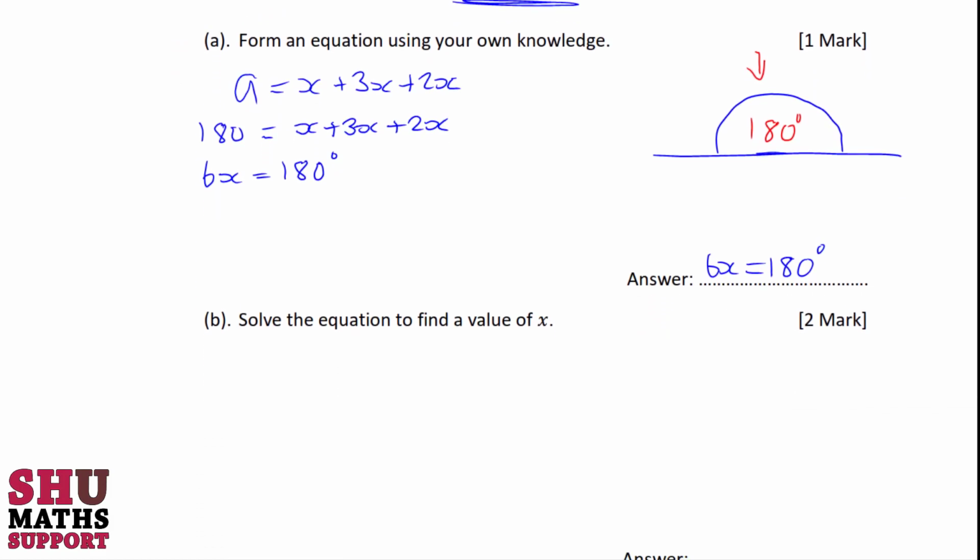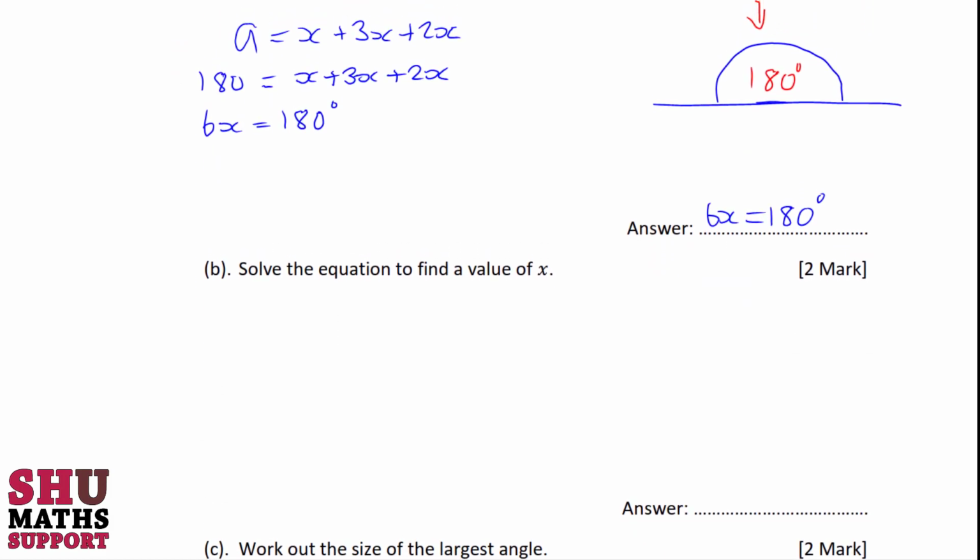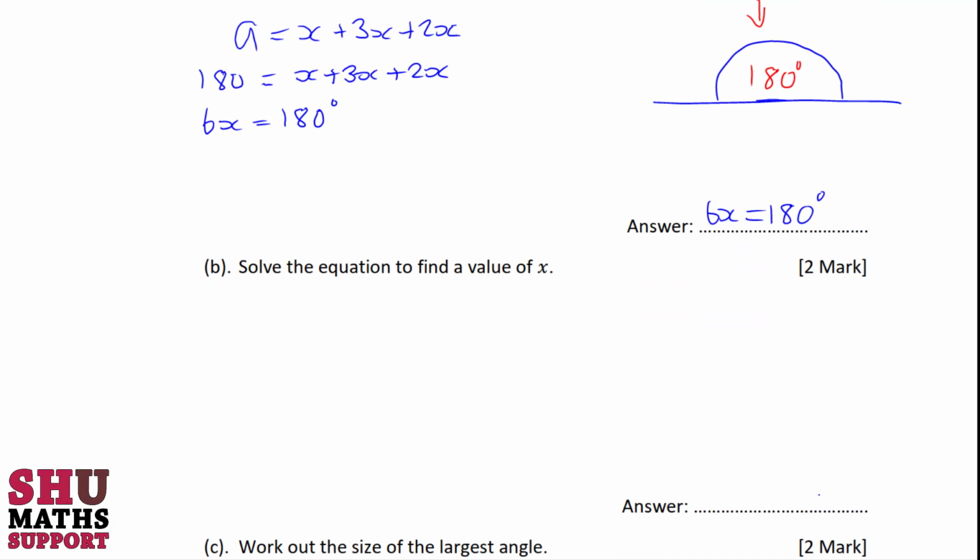Part B asks us to solve the equation to find the value of x. We've already worked out that 6x is equal to 180 degrees. So now we can use the three steps we've been using before to get x on its own, which would give us the value for x. We have 6 times x is equal to 180. We've already isolated the variable term. We just need to multiply or divide in order to get x on its own.